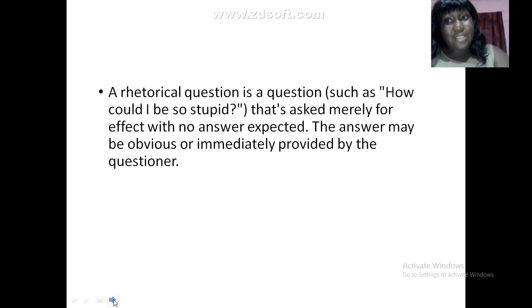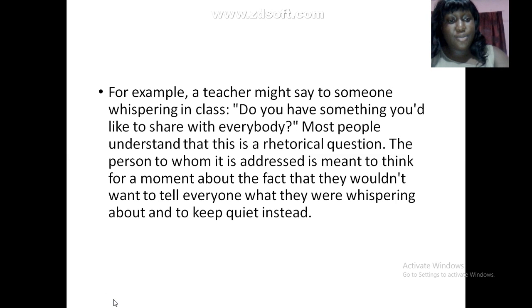Are we getting it? Rhetorical questions. Let's see other examples. For example, a teacher might say to someone whispering in a class, do you have something you would like to share with everybody? Most people understand that this is a rhetorical question. Probably I'm teaching, I do it a lot, and I'll see you talking. Okay, do you mind sharing? Of course, you can't say, yes, ma, I'll share. What I want from you is to just keep quiet. Sorry, ma. You understand? It's a rhetorical question.